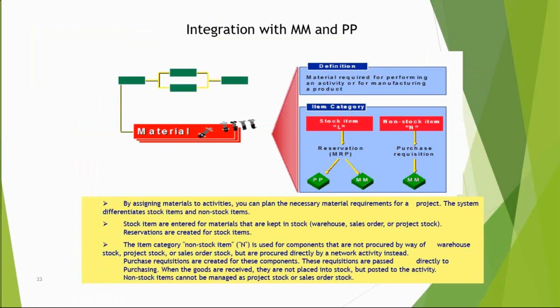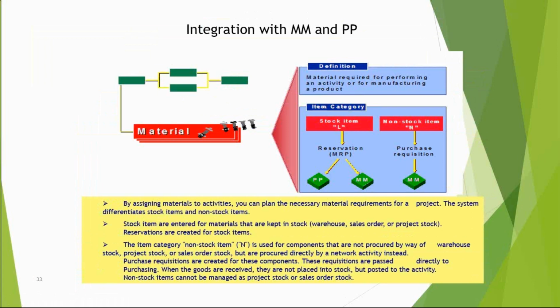So now the PS integration with MM and PP. Materials required for performing an activity for manufacturing of a product. Item category L or N. L is nothing but a reservation stock item. N is a non-stock item.